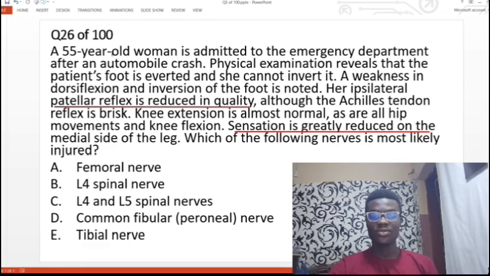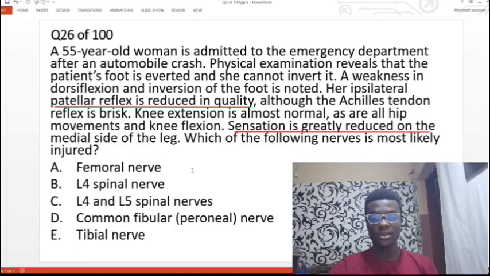The question says a 55-year-old woman is admitted to the emergency department after her automobile crash. Physical examination reveals that the patient's foot is everted and she cannot invert. Weakness in dorsiflexion and inversion of the foot is noted. Her ipsilateral patellar reflex is reduced in quality. Although the Achilles tendon reflex is brisk, knee extension is almost normal, as are all hip movements and knee flexion. Sensation is greatly reduced on the medial side of the leg. Which of the following nerves is most likely injured?